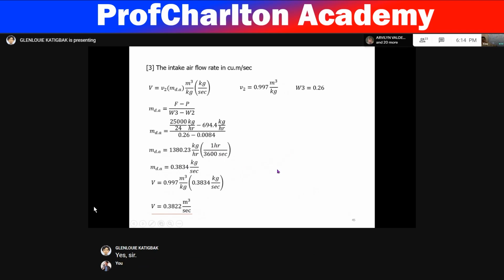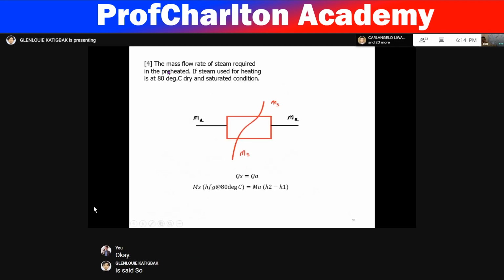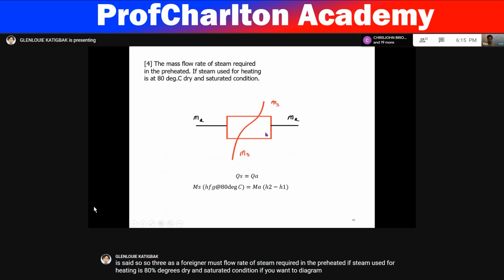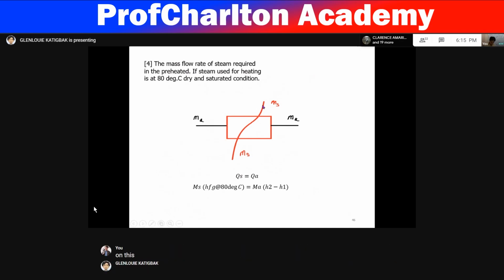Oh. Yes, sir. Okay. So, sa 3, sa 4 na: mass flow rate of steam required in the preheater if steam used for heating is at 80 degrees Celsius dry and saturated condition. Ito yung diagram ko. So, ito yung pinasukan ng mass of air, tapos yung mass of steam. Parang heat exchanger lang yan. Ayan. So, dito, Q ng steam equals lang sa Q ng mass of dry air. So, ito yung formula.